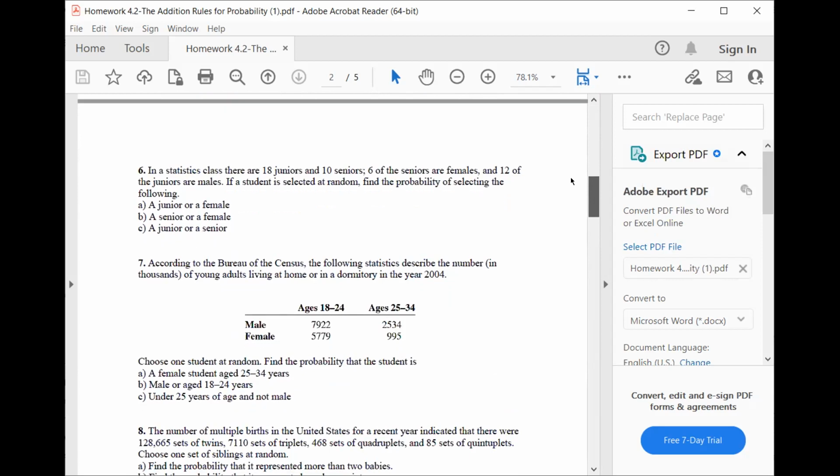In a statistics class, there are 18 juniors and 10 seniors. If 6 of the seniors are female and 12 of the juniors are male, and a student is selected at random, find the probability of selecting the following. Before we can do this, we have to set up a distribution. You have to set it up first.